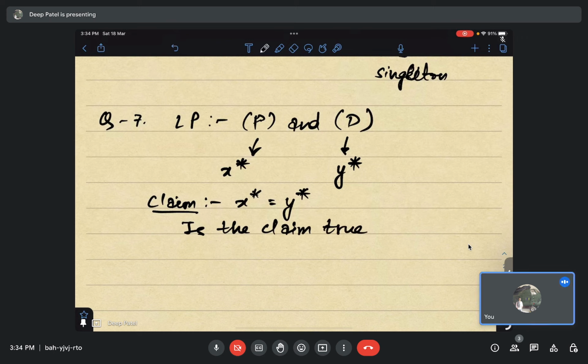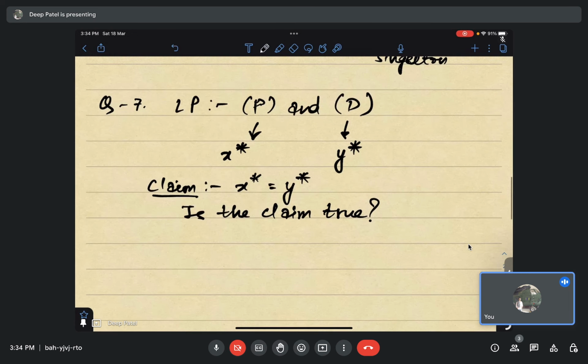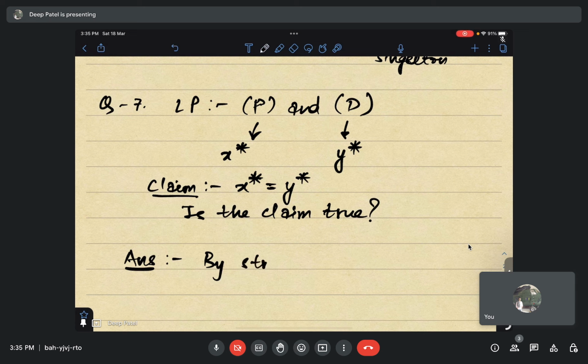But is it always true? It is very important: here I'm talking about the minimizer, not the cost value. This is the objective I'm talking about. By strong duality, the optimal values are equal, not the points.